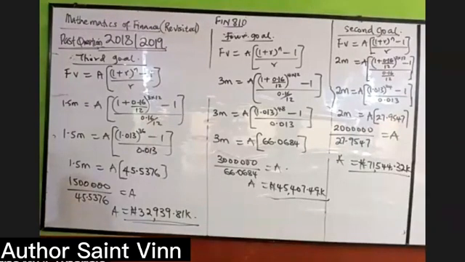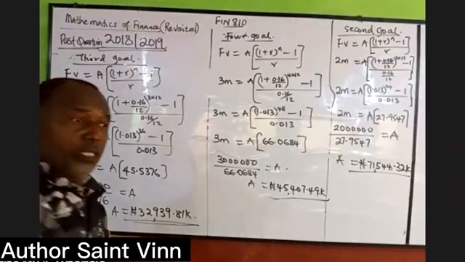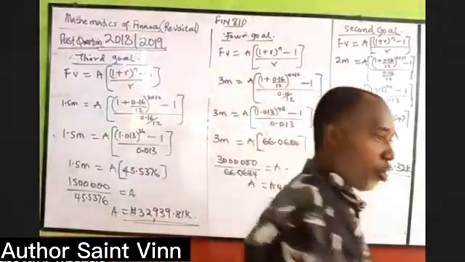The property appreciates at 5%, have it? The interest rate is 5%. But the first one, the interest rate is how much? 16%, have it? So there are two things involved here. Out of the two, the one that gives us more money is the one we're going to choose as the option.